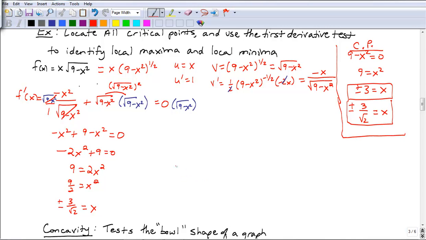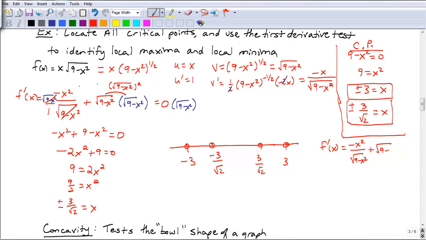Now I can put them on a number line. Negative 3, negative 3 over root 2, 3 over root 2, and 3. I'm going to put little circles around them to remind me that's where it's undefined or 0. It's neither positive nor negative. And then I go and test. Where do I test? I test in the derivative. What does the derivative look like? It's negative x squared over the square root of 9 minus x squared plus the square root of 9 minus x squared. That's the derivative.